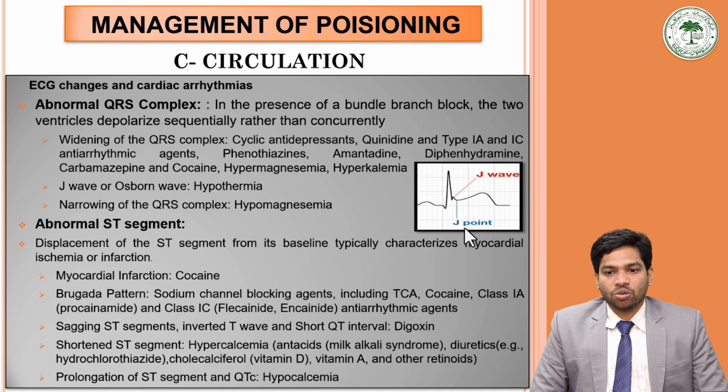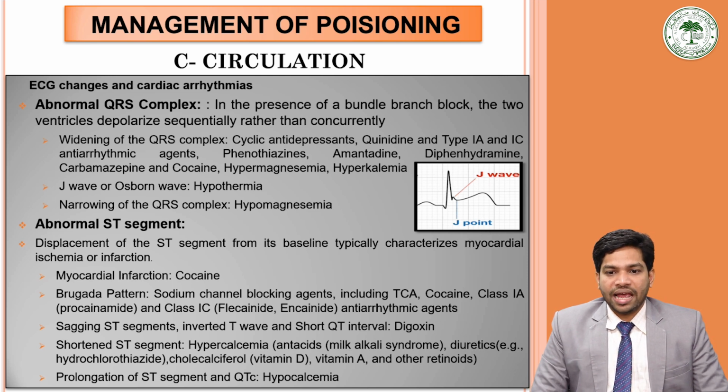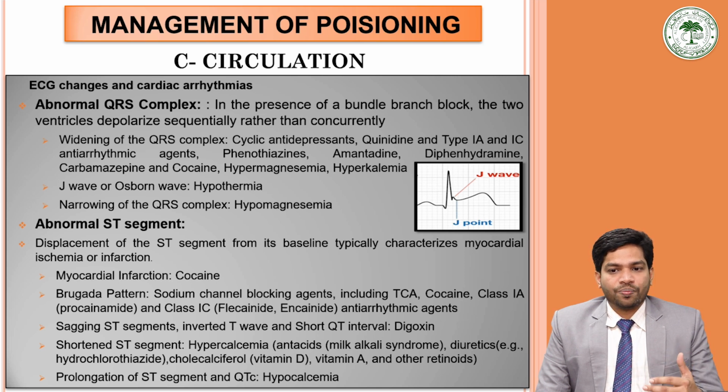Hypermagnesemia is also associated with the widening of the QRS duration, and a slight narrowing of the QRS complex may occur with hypomagnesemia. Significant elevation in the serum concentration of potassium may also cause widening or distortion of the QRS complex. So, abnormal QRS complex is seen with hyperkalemia and hypermagnesemia.